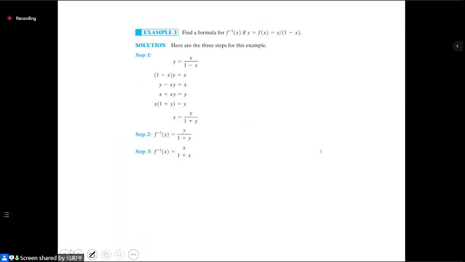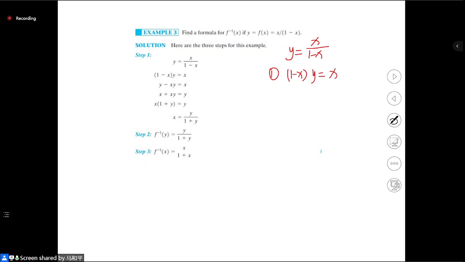For this, example 3 is to find a formula for f inverse x if y is x over 1 minus x. In the first step we should solve this equation for x in terms of y. So this means 1 minus x times y is equal to x, right?